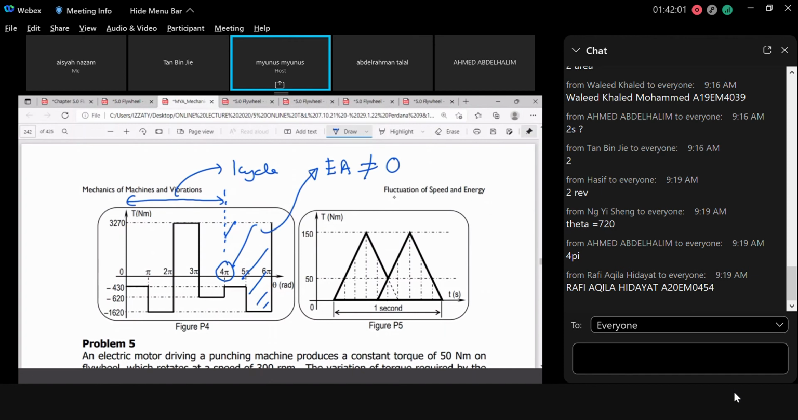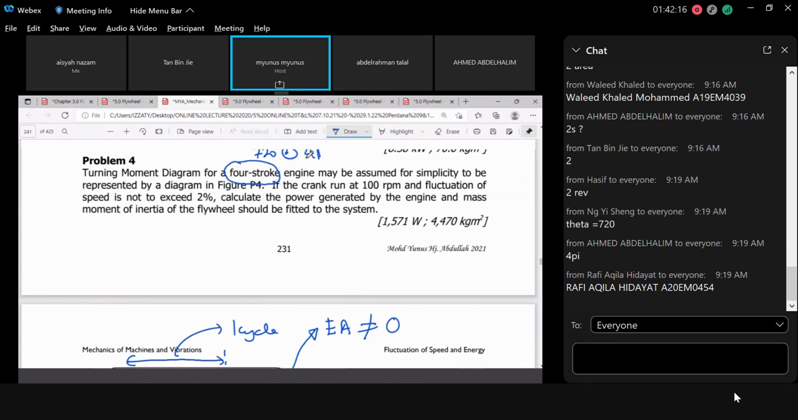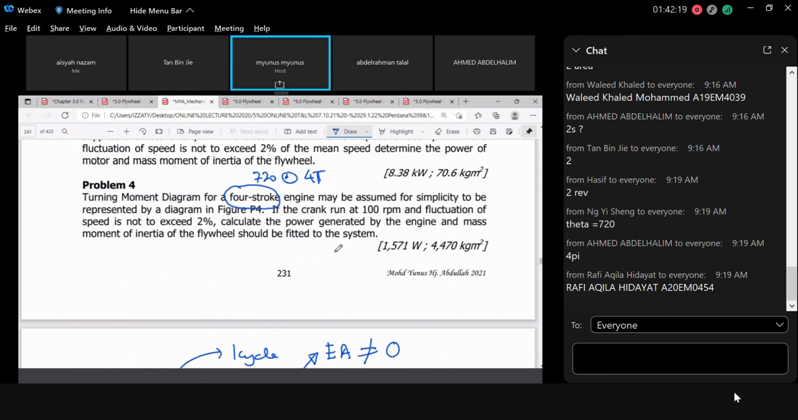Okay, but if you have two complete cycles, you begin at zero. But you have to divide it by two because you are considering 8 pi rather than only 4 pi. Okay, now next. If the crank runs at 100 RPM and the fluctuation of speed does not exceed 2%, so your alpha is equal to 2 divided by 100 equal to 0.02. Calculate the power generated by the engine and the mass moment of inertia of the flywheel that should be fitted to the system.